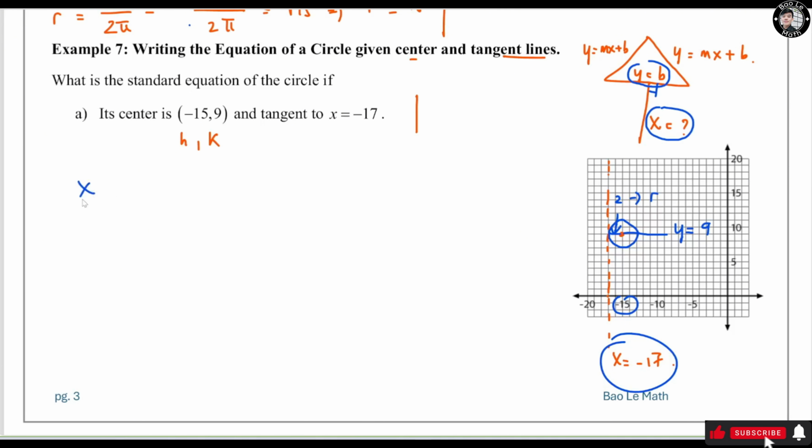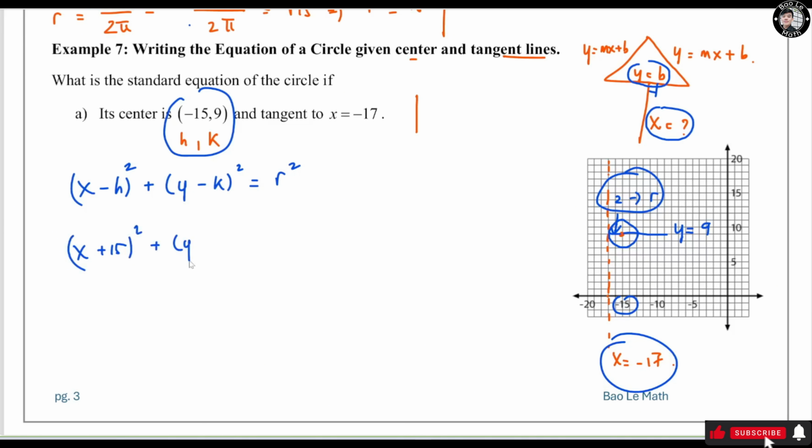So you have the equation x minus h squared plus y minus k squared equals radius squared. Now we substitute this and this into this formula. So we have x plus 15 squared plus y minus 9 squared equals 4.